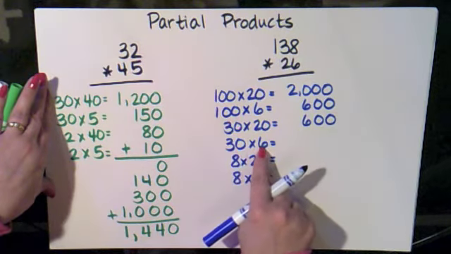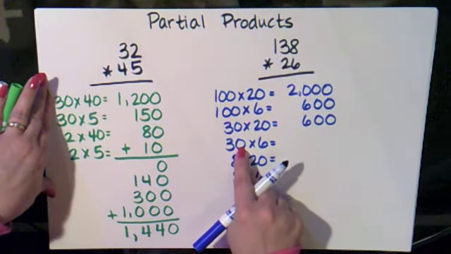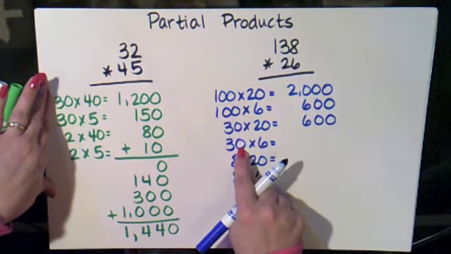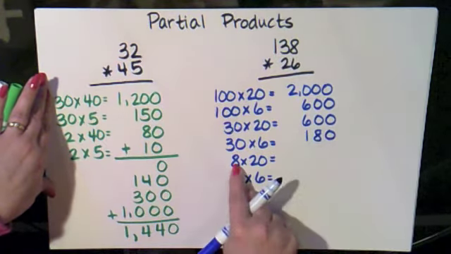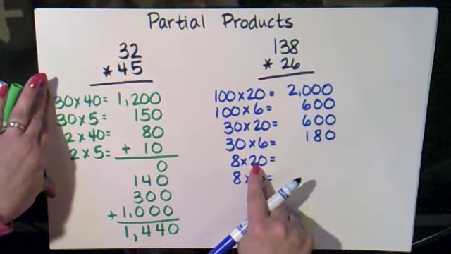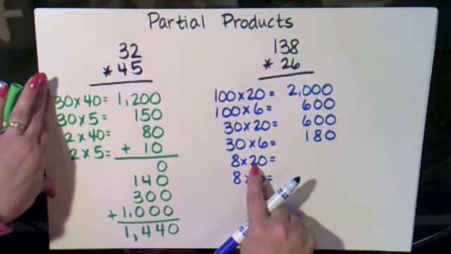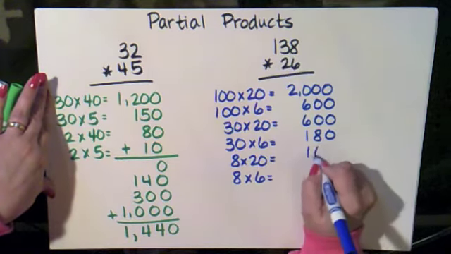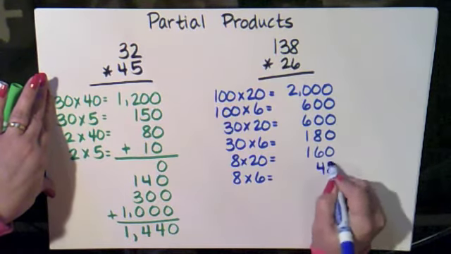So 6 groups of 100 again is 600. I have 30 groups of 6. I can think of my 30 as 3 groups of 10. So 3 times 6 is 18. 18 groups of 10 is 180. 8 times 20 I can think of as 8 times 2 is 16. 16 groups of 10 is 160. 8 times 6 is 48.